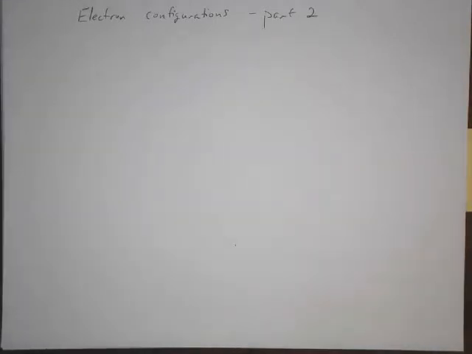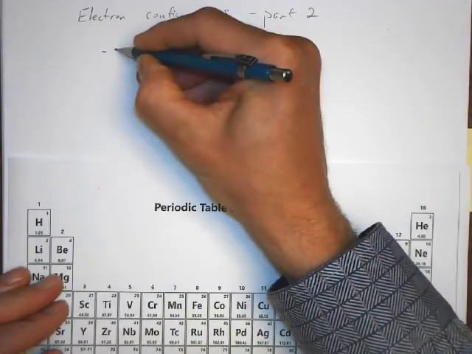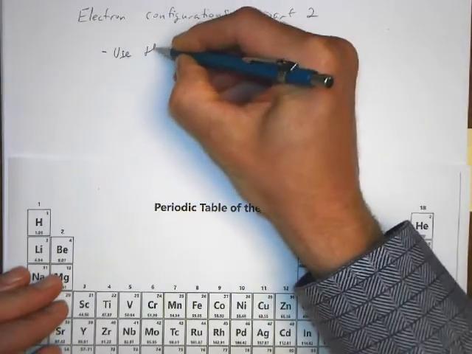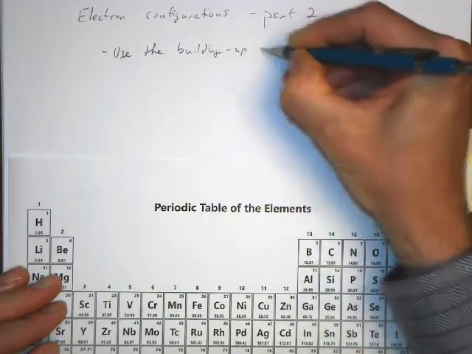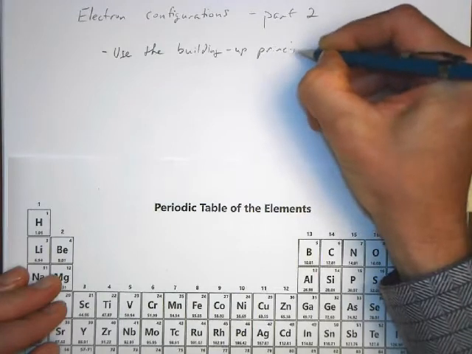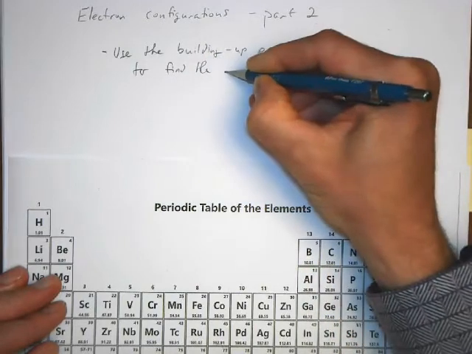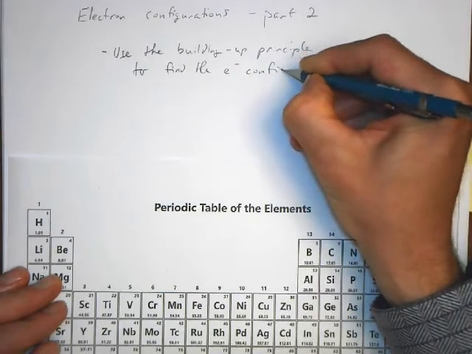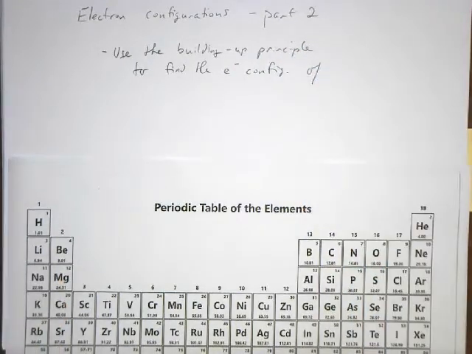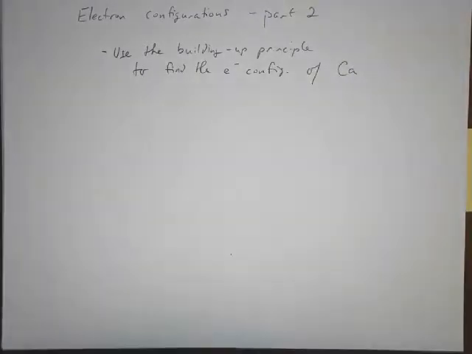And to do this, I'm going to start with the period. Here's our challenge, if you will: use the building up principle to find the electron configuration. Let's do it for the atom calcium. So we're going to find the electron configuration of calcium using the building up principle.